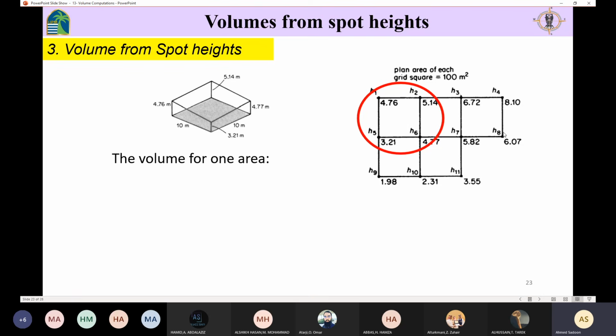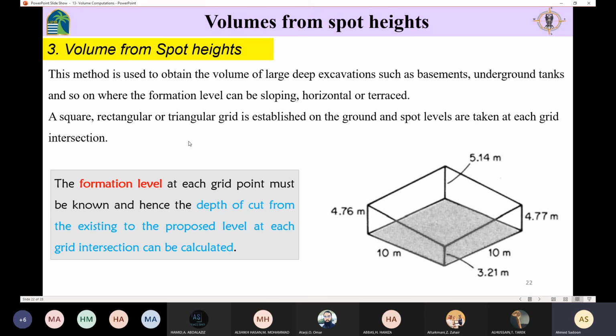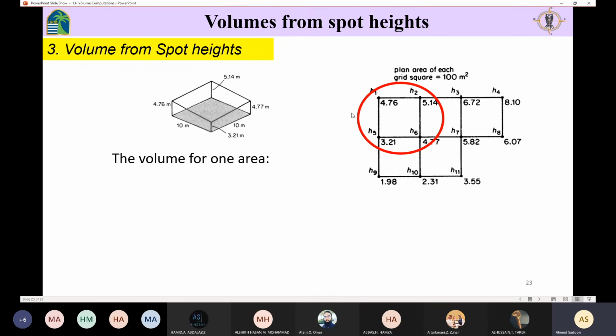So the first step in this method is to create a grid. The grid could be made from rectangles, from triangles, and so on. And then at each intersection, we need to determine the reduced level. So the number here represents the reduced level at this point and that point, and so on.